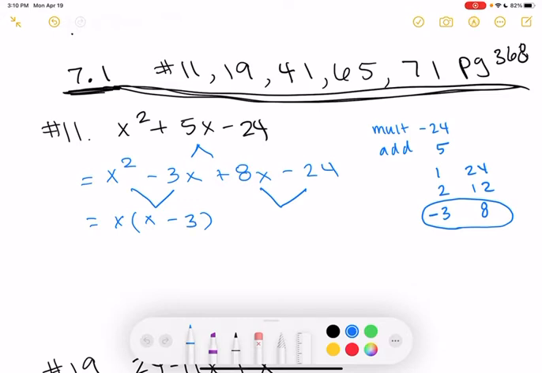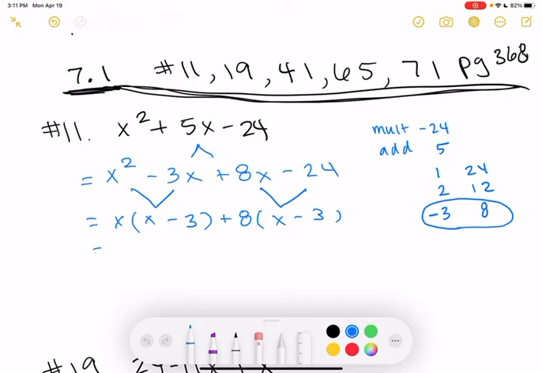And then let's pull out the 8 from the second pair, so I'm going to go with a plus 8. To get to 8x, I'd have an x, and to get to negative 24, I would have a minus 3. I don't know if you've noticed this yet, but you always want to make sure what's in the parentheses is the same. If it's not, you made a little bit of a mistake, so you want to go back and try to find that.